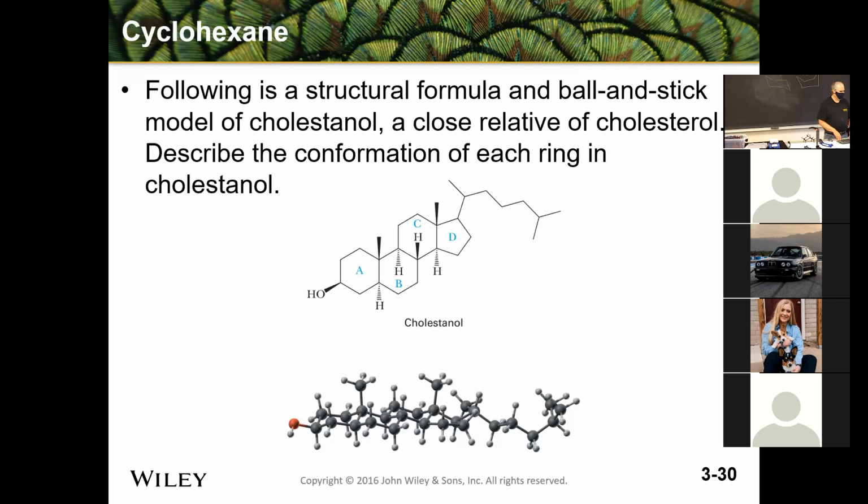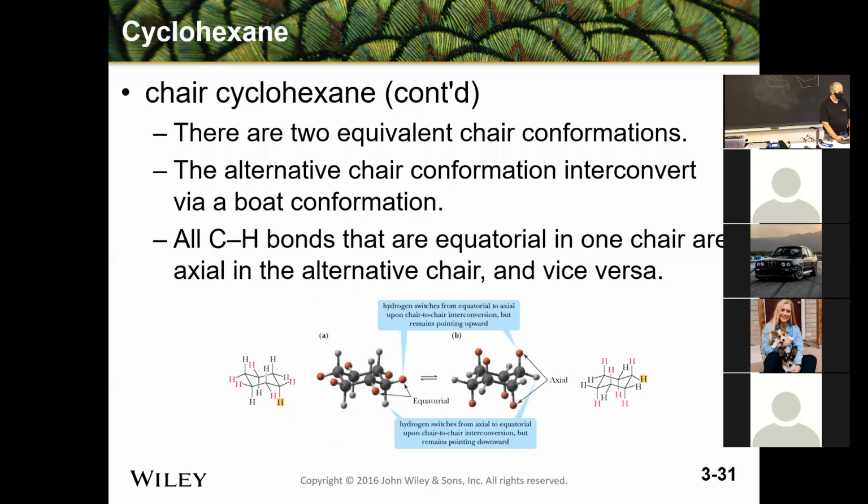Here is cholestanol, a close relative of cholesterol. The most stable conformation would be to have all of these cyclohexane rings as chairs. So there are two equivalent chair conformations, and these two forms interconvert back and forth continuously.